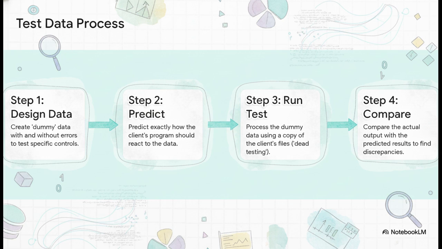And it's a really methodical four-step process. First, the auditor cooks up this test data, mixing in perfectly normal entries with some deliberately bad ones. Second, they write down exactly how the system should react to every single piece of that data. Third, they run their test on a copy of the client's live program. You don't want to do this on the real thing. And then, step 4, the most important part, they compare what actually happened to what they predicted would happen.